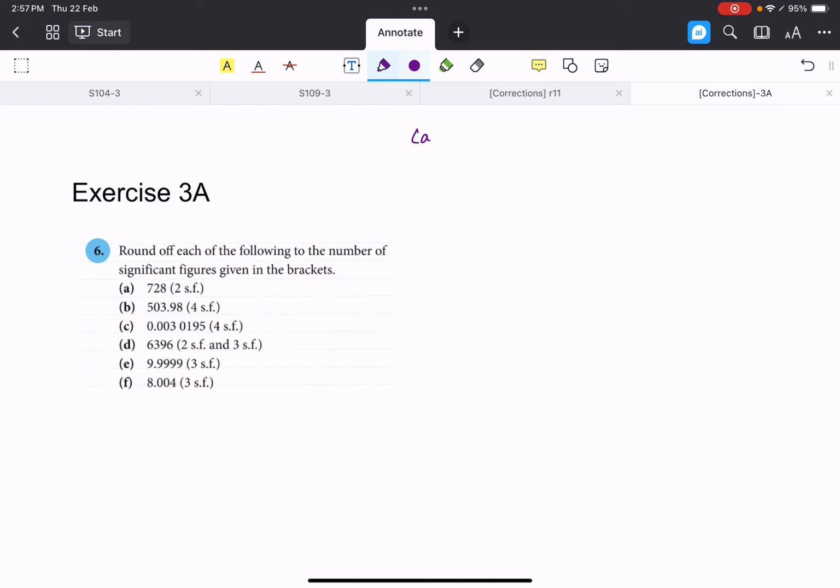For example, the first one, we have 728. When we round this off to two significant figures, it is 730. Now, obviously, when I leave the presentation like this, there's an issue, because 728 is definitely not equal to 730. Therefore, we should have a bracket here and let everyone know that this is rounded off or corrected to two significant figures. We repeat this process for the rest as well.